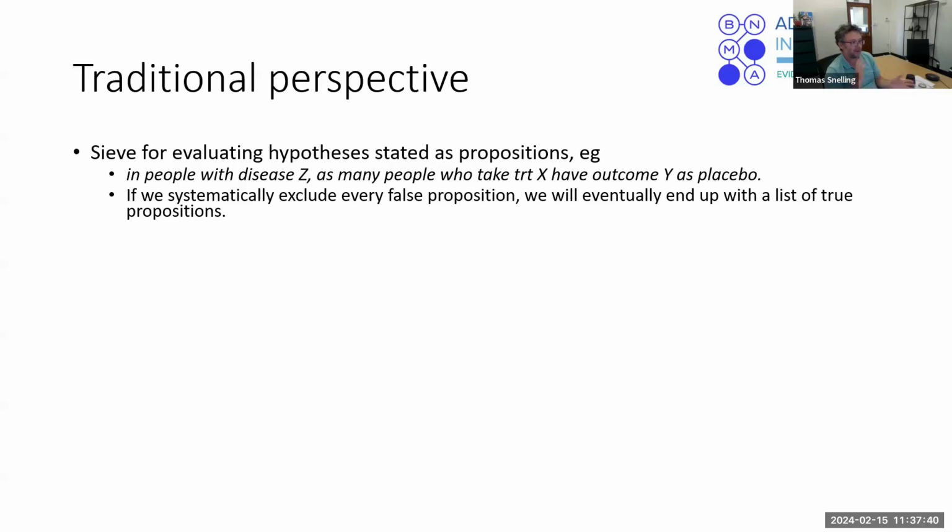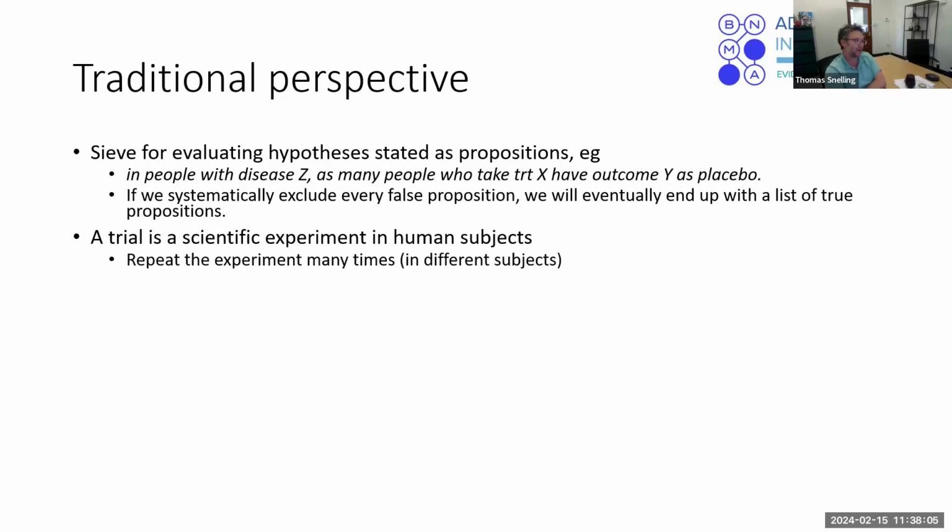And if we are able to exclude every false proposition, what we're left with is a list of true propositions. And this sort of Popperian idea that science progresses through elimination of false propositional statements. In this concept, a trial then is really a scientific experiment performed in human subjects. So this idea that you repeat this experiment many times in different subjects, and then you use statistical inference based on some assumed distribution of the data.